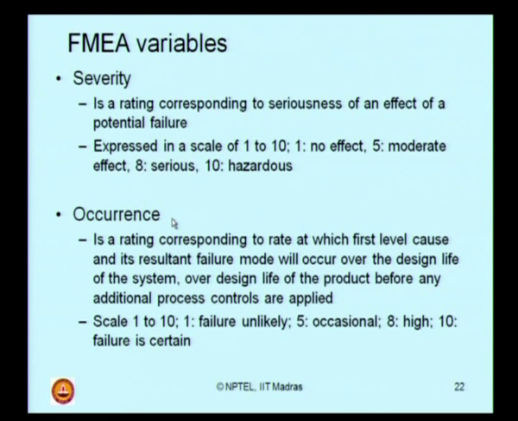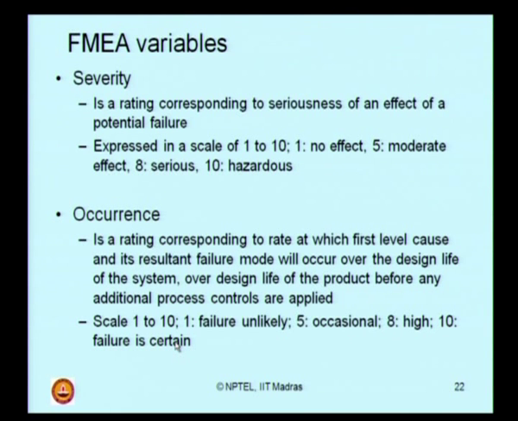If we talk about occurrence, again it is a rating corresponding to the first level cause and its resultant failure mode. What is the first level cause of any specific failure which will occur in the design life of the system or the design life of the product before any additional process controls are applied. Again this is given in a scale of 1 to 10, 1 is the failure is very unlikely, it will not occur, or 10 means the failure is certain, it will definitely occur.